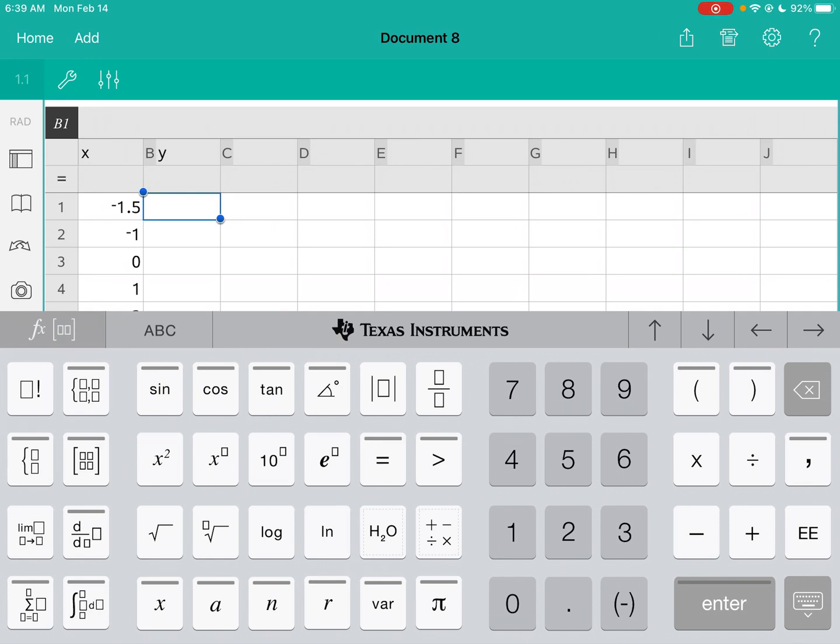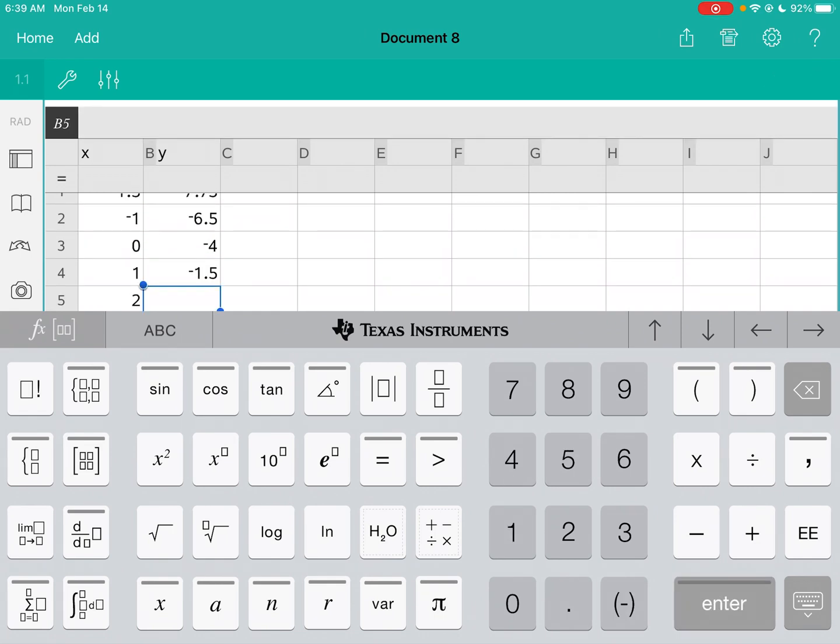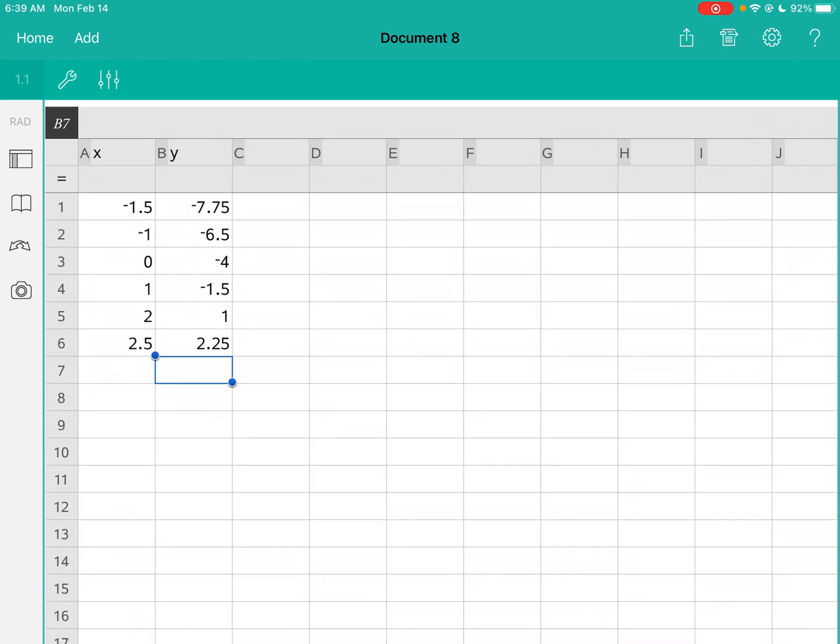Okay, then I go to my Y values: negative 7.75, negative 6.5, negative 4, negative 1.5, 1, and 2.25. Again, making sure everything lines up, everything's typed in correctly. Okay, I want to make sure that negative 1.5 goes with negative 7.75, negative 1 goes with negative 6.5, 0 with negative 4, 1 with negative 1.5, 2 with 1, and 2.5 with 2.25.